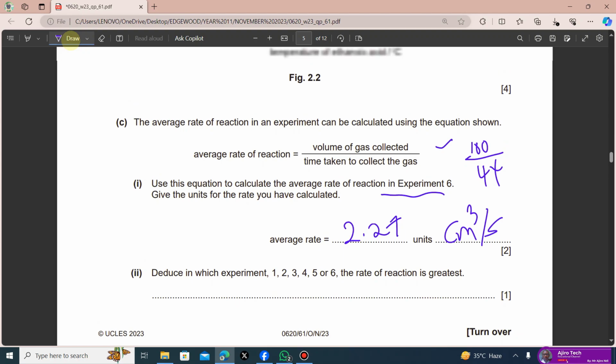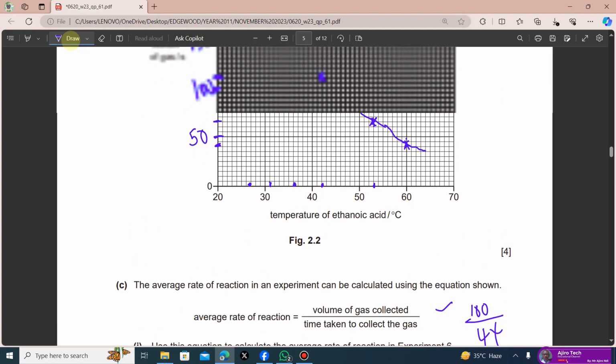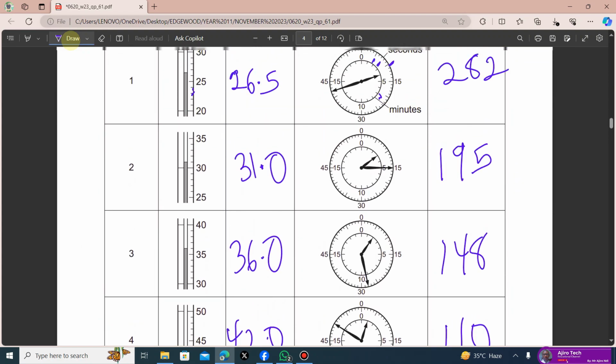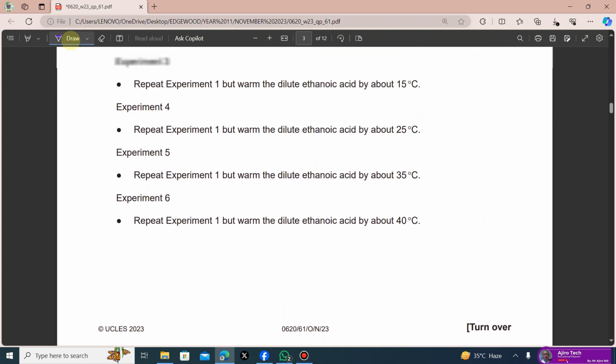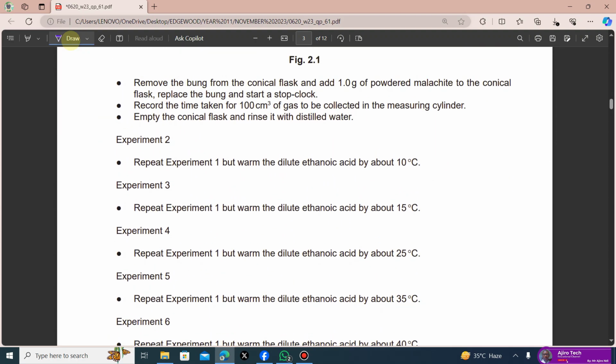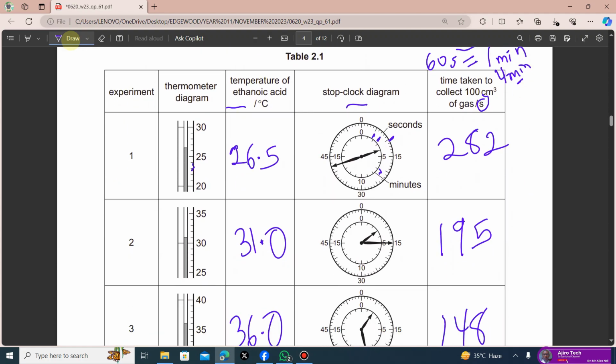Next, deduce in which experiment the rate of reaction is greatest. For us to know where the rate of reaction is greatest, we have to simply divide the volume by the time taken for each of the experiments, to know how the rate of reaction varies in all of them. So let's just do a couple of them and see what we obtain. The first one will be 100 divided by 282, and the rate here is 0.35. We do the same thing there, 100 divided by 195 for the second experiment.